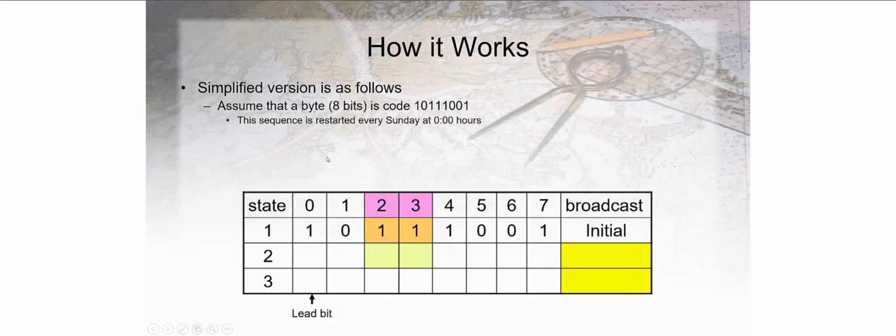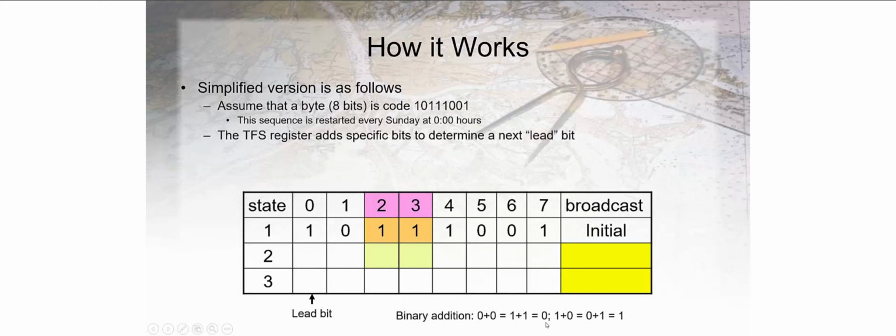So let's look at how this basically works. Let's just assume that one of our codes is only 8 bits long, and that's not the case. They're actually longer than that. Sunday at 0 hours, they start off with the initial state. So every Sunday, every week, they start off with this initial state. And what they do is they add the bits. So for instance, they may add bits 2 and 3, in other words, cells 2 and 3 together. So right here we have a 1 and a 1. When we add those bits, 1 and 1 is actually 0 in binary addition.